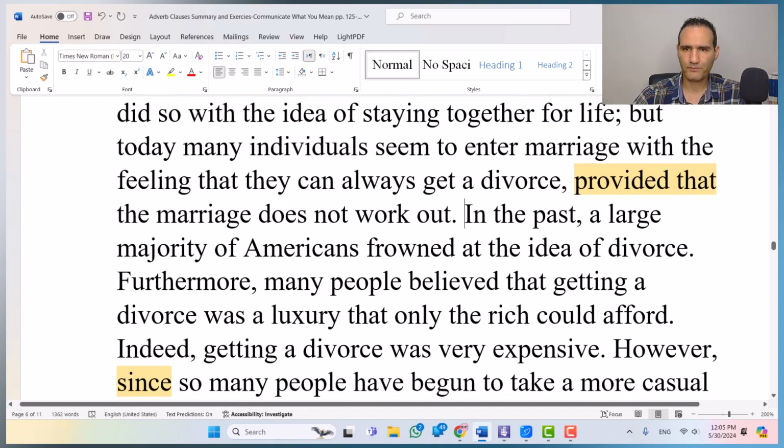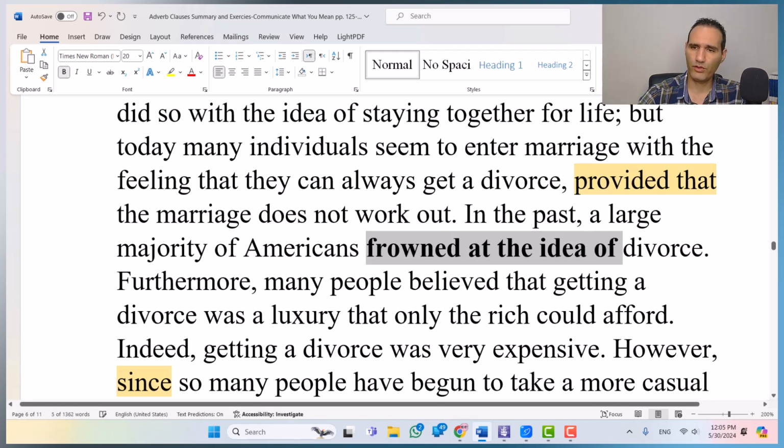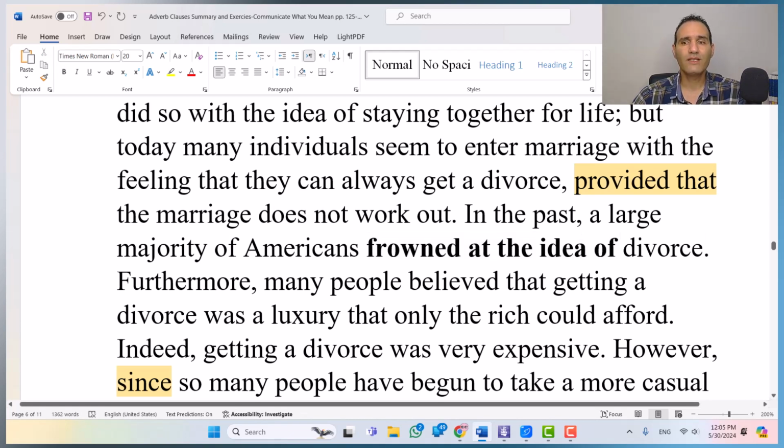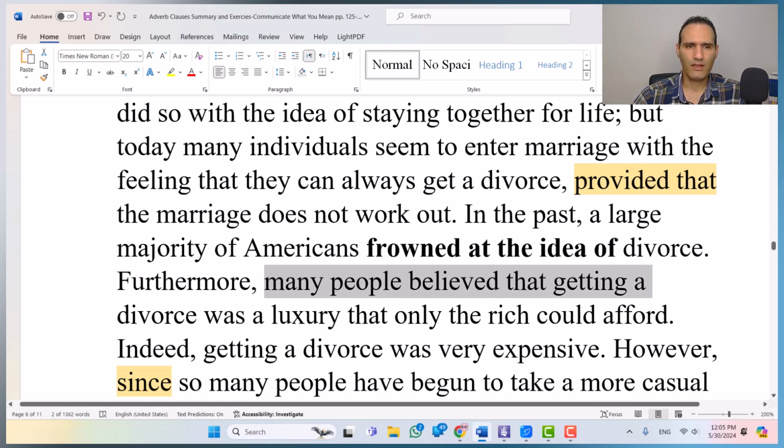In the past, a large majority of, beautiful, please transfer these into your vocabulary notebook. Americans frowned at the idea of divorce. Frowned at the idea of divorce. So frown at something. Frown at the idea of. Very beautiful. Of divorce means they disapproved of it. They didn't like it.